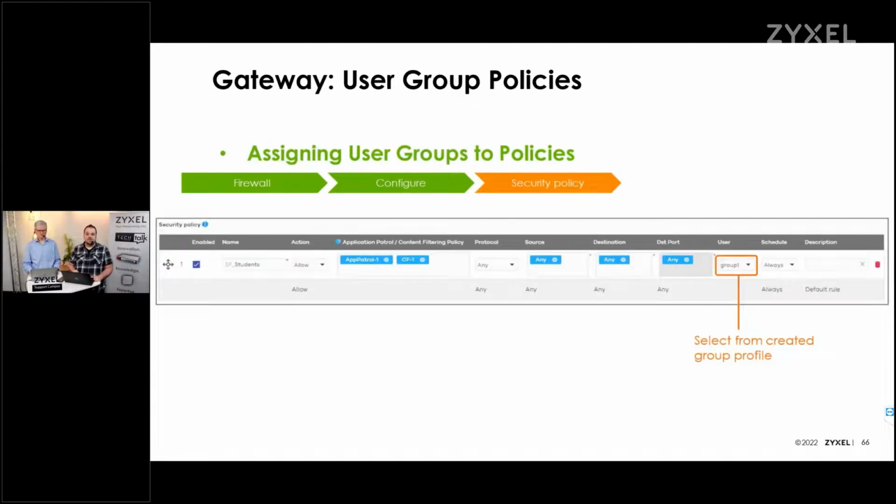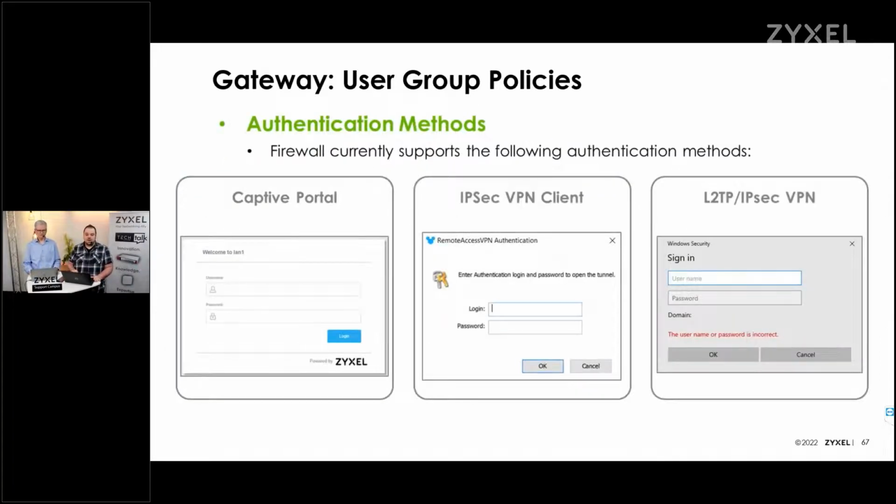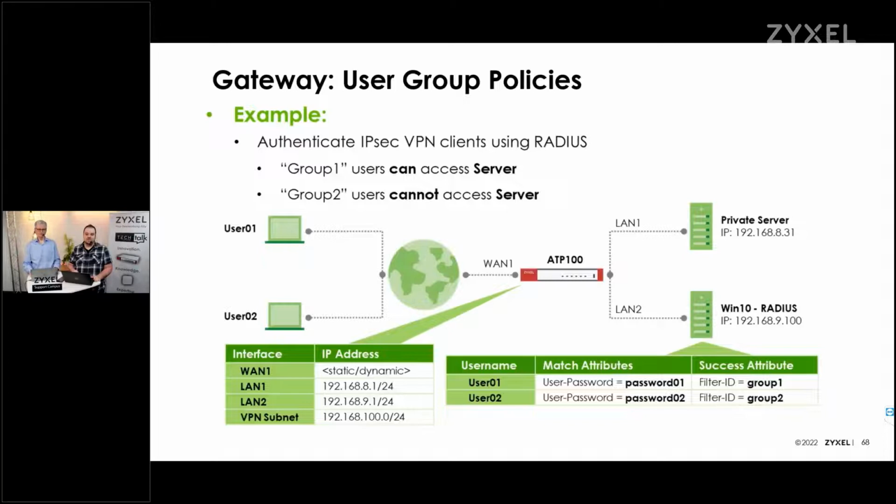Then you can select in firewall policies some user groups, which user group is allowed to do traffic, which user group is not allowed. And then the user could log in using captive portal, IPsec VPN client, or even an L2TP IPsec connection. And when the user is validated, then the firewall rule is reacting. That means we can control that some group users can access the server, some users could not access the server, based on your setup for the firewall rules.